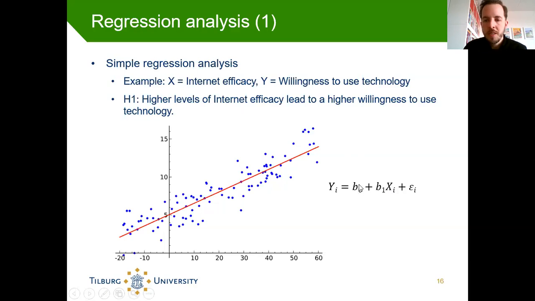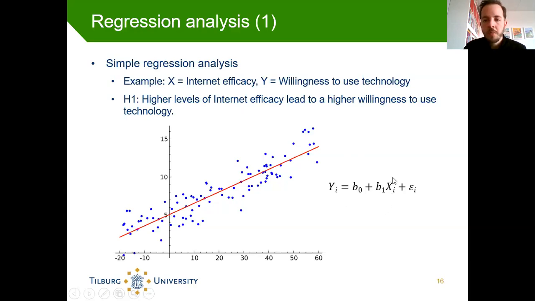Then there's this one B value. This is called the intercept. It simply stands for the point in which this line crosses the y-axis. So here, this stands for a value of about 5.